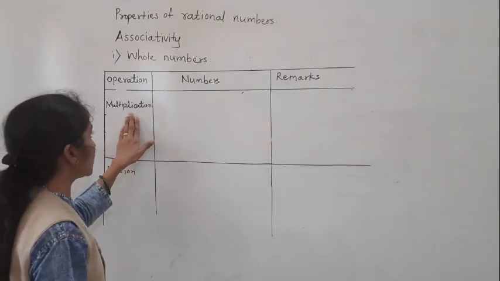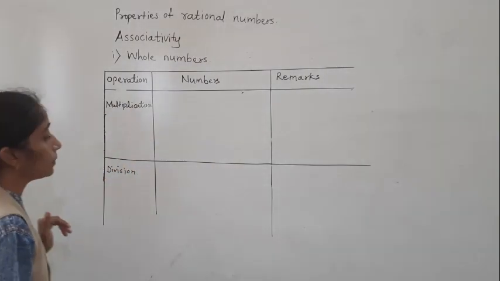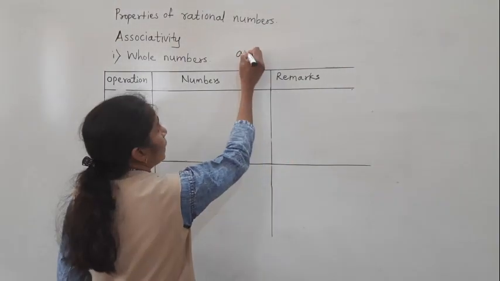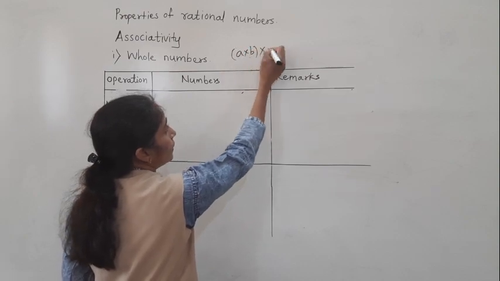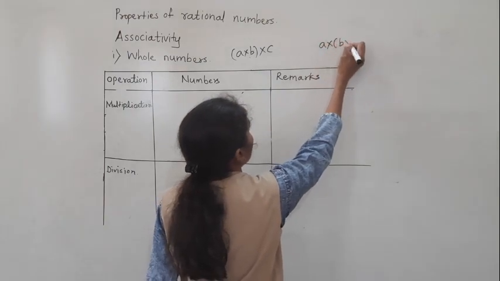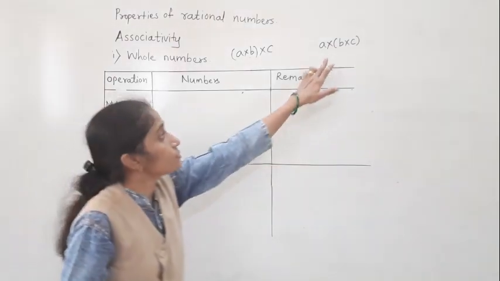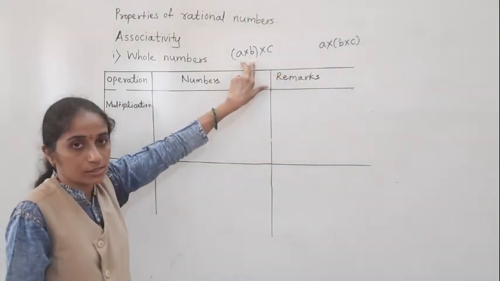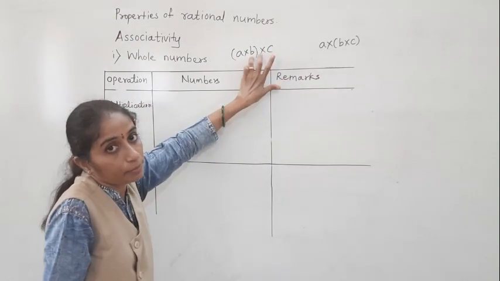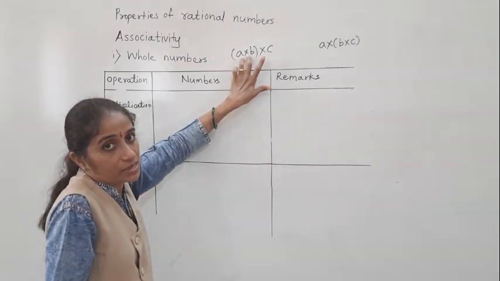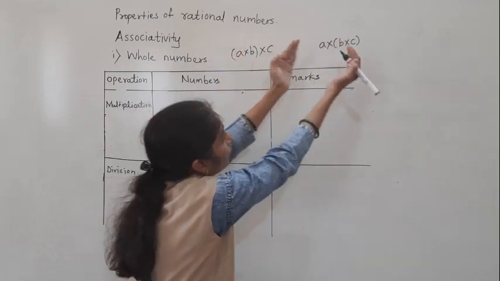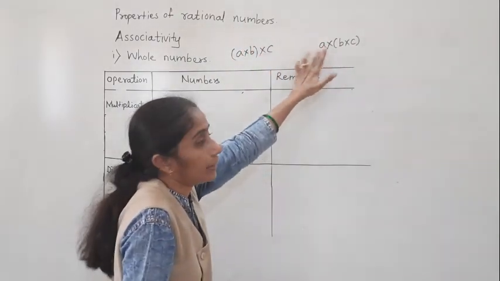Okay, now we will see multiplication. Which operation do we take? Multiplication. Now in multiplication, what do we do? Grouping. A multiplied by B, this is in the bracket, multiplied by C. Then here, A multiplied by B into C, this B into C in the bracket. Here A into B is in the bracket, C is alone. Three numbers are A, B and C. Here A and B are in the bracket and C is separate. And here we have done the group of B into C in the bracket, and A is alone.